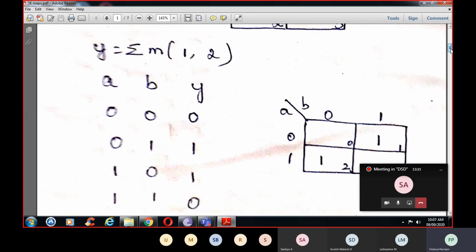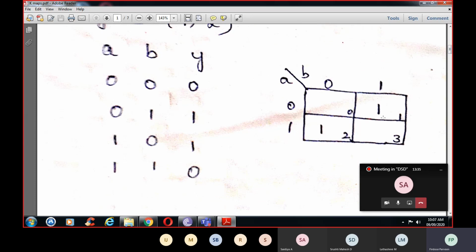So how will you represent that in a K-map? At cell 1 it is 1. At cell 2 it is 1. So you will be writing it this way in the K-map.